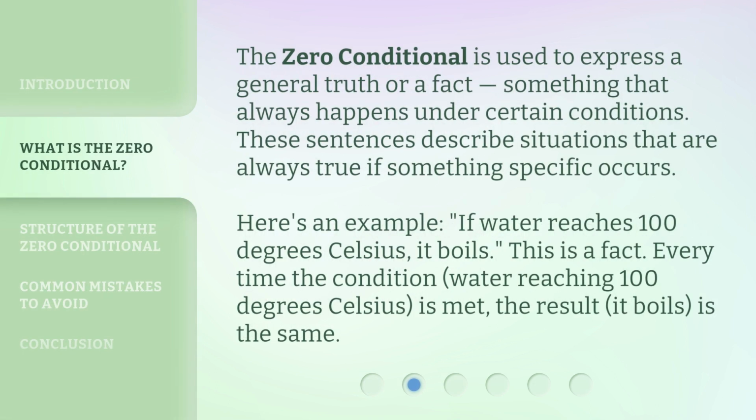The zero conditional is used to express a general truth or a fact, something that always happens under certain conditions. These sentences describe situations that are always true if something specific occurs. Here's an example. If water reaches 100 degrees Celsius, it boils. This is a fact. Every time the condition, water reaching 100 degrees Celsius, is met, the result, it boils, is the same.